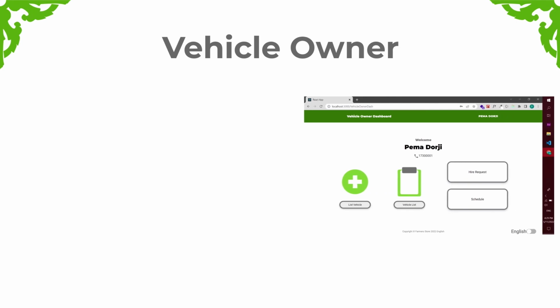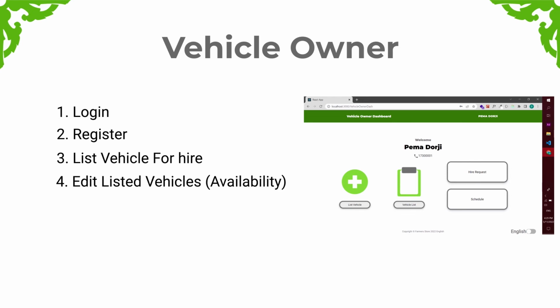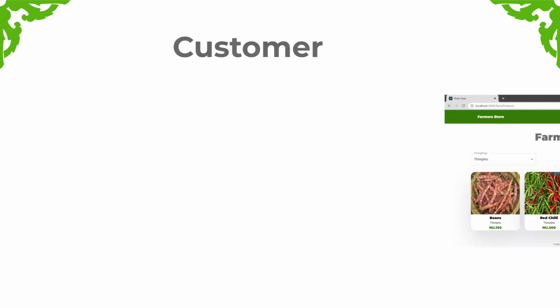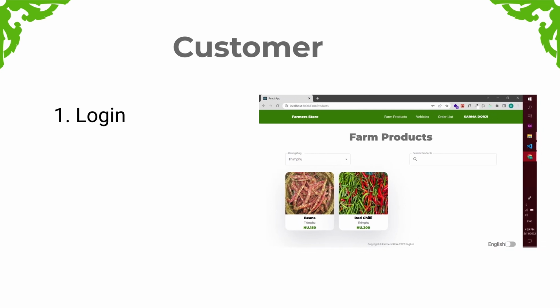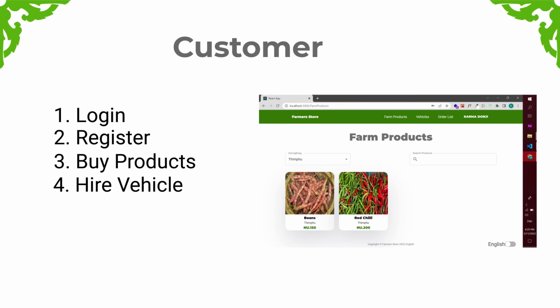Similarly, the vehicle owner will be able to log in, register, list the vehicle for hire, edit the listed vehicles, view hire requests, and then confirm the payment. The customer will get the option to log in, register, buy products, hire a vehicle, and then make payment for the products.